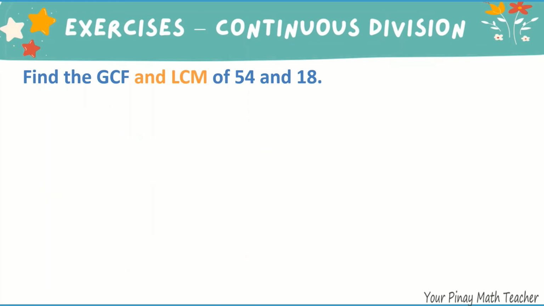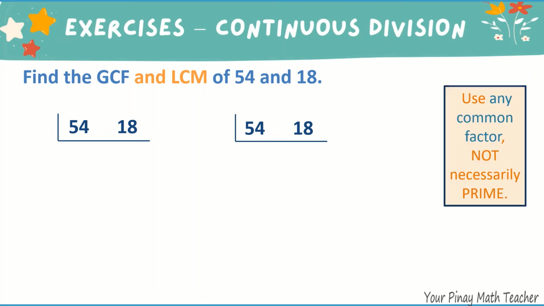Last example, find the GCF and LCM of 54 and 18. Here I'm going to show two different solutions, and please do not forget that in this method you can use any common factor, not necessarily prime. In the first solution, I'll divide 54 and 18 by 6. In the second solution, I'll divide 54 and 18 by 18 itself. So 54 divided by 6 is 9. 18 divided by 6 is 3. 54 divided by 18 is 3. 18 divided by 18 is 1.